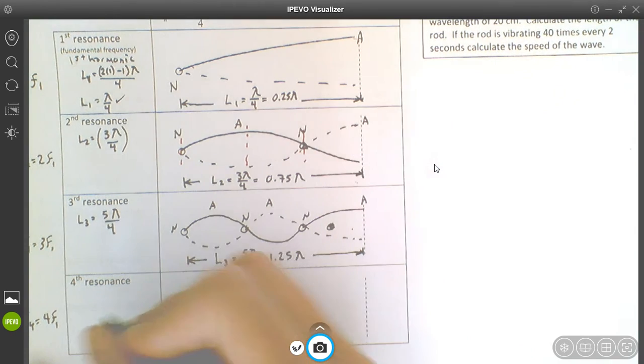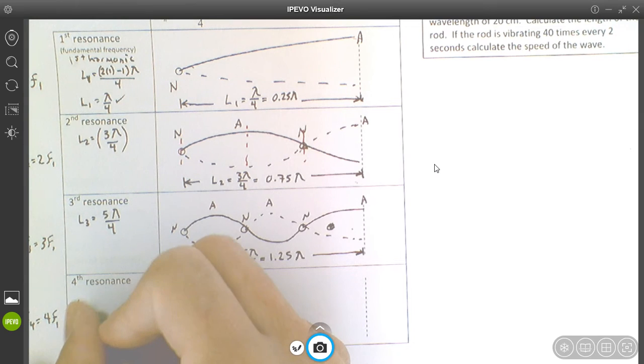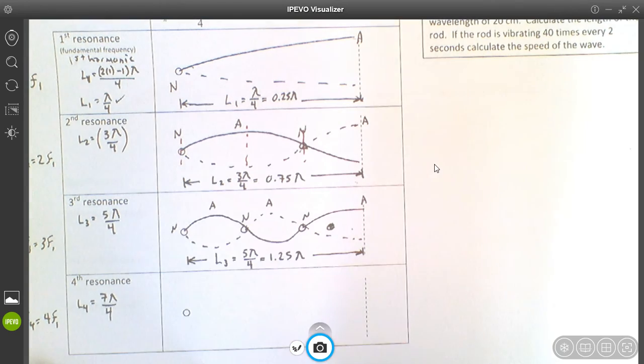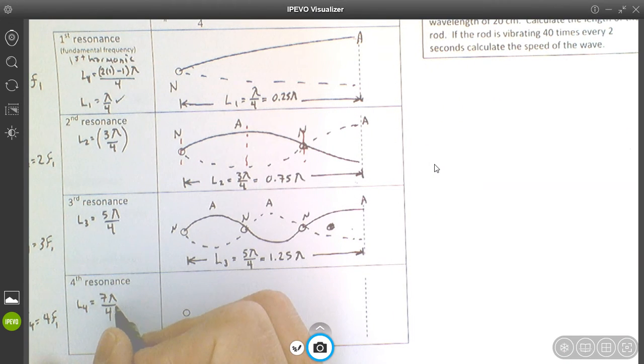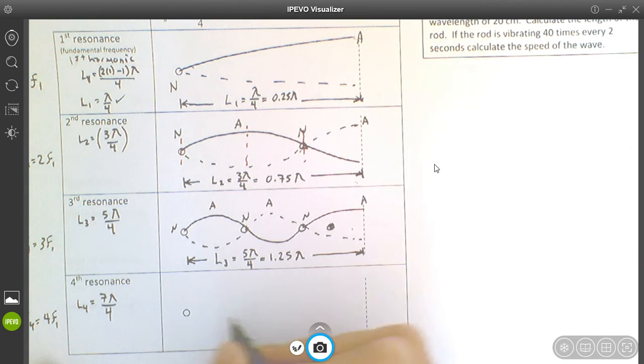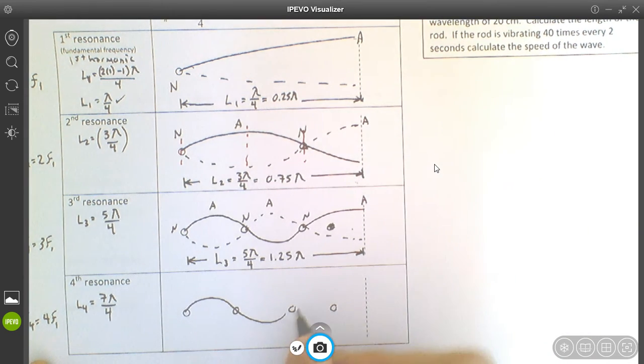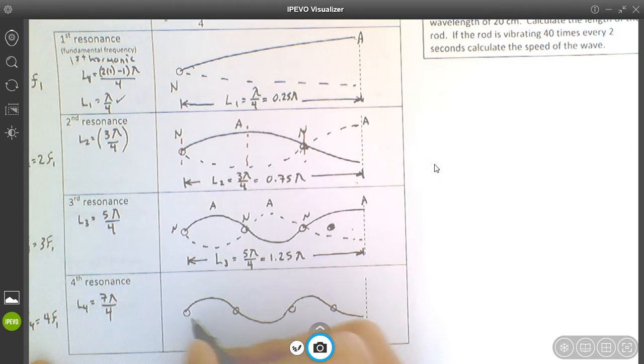Okay, the fourth resonance length, L4. 2 times 4 is 8. 8 minus 1, so 7 lambda over 4. Again, we went up by half a wavelength. So in this case, you would have to draw another one in here. So there should be 3. So that's probably better than what I did before. It's more representative of that quarter hanging out there at the end.